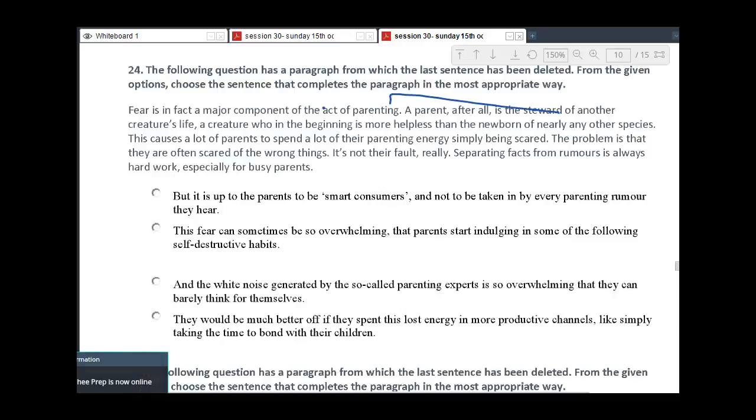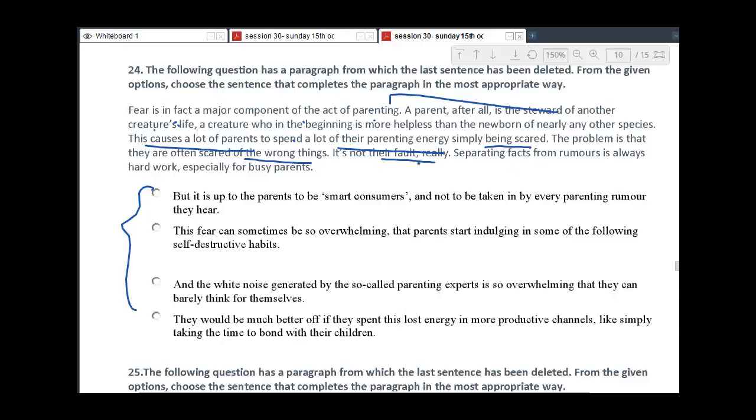So again, let me have a look at this question. Fear is in fact a major component of the act of parenting. A parent, after all, is the steward of another creature's life. A creature who is in the beginning more helpless than the newborn of any other species. This causes a lot of parents to spend a lot of their parenting energy simply being scared. The problem is that they are often scared of the wrong things. It is not their fault. Separating facts from rumors is always hard work, especially for busy parents.